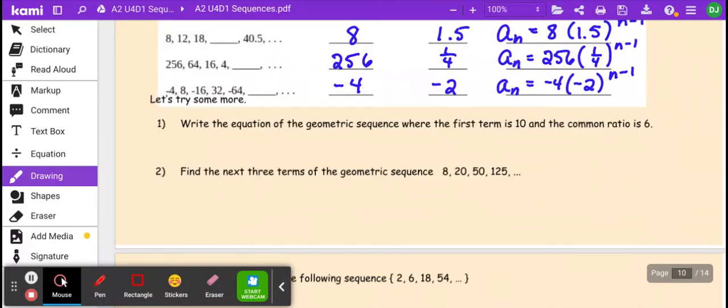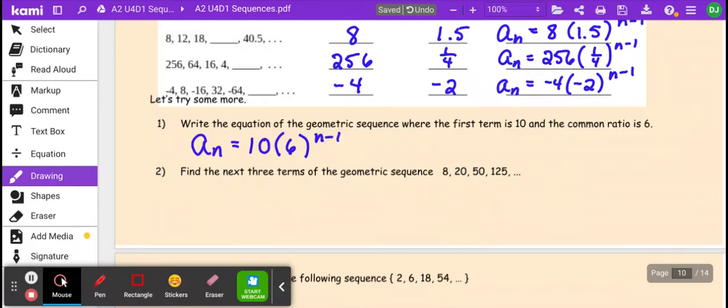Okay, so here they're giving me, right, write the equation of the geometric sequence where the first term is 10 and the common ratio is 6. So again, I'm just going to use the formula. Remember, it's exponential. So first term times the common ratio, which, remember, is like your b, it's the rate, raised to the n minus 1.